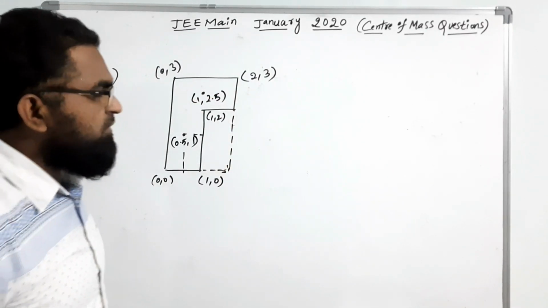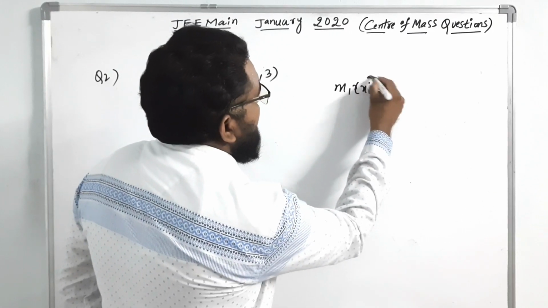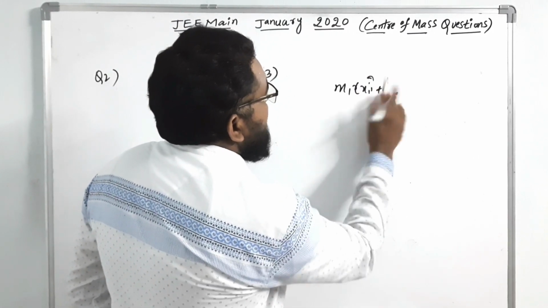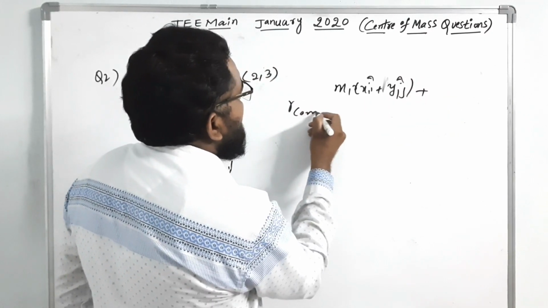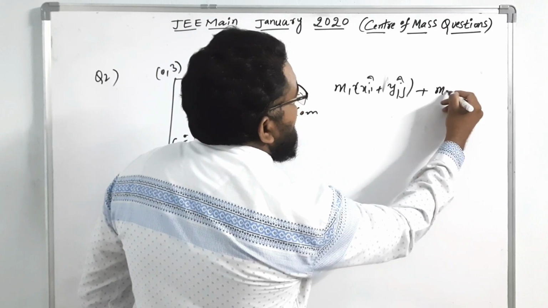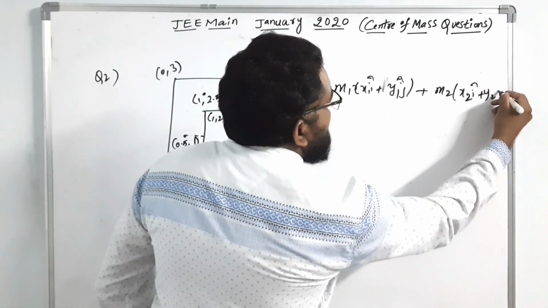So we have to substitute: r center of mass is equal to m1 (x1 i cap plus y1 j cap) plus m2 (x2 i cap plus y2 j cap).